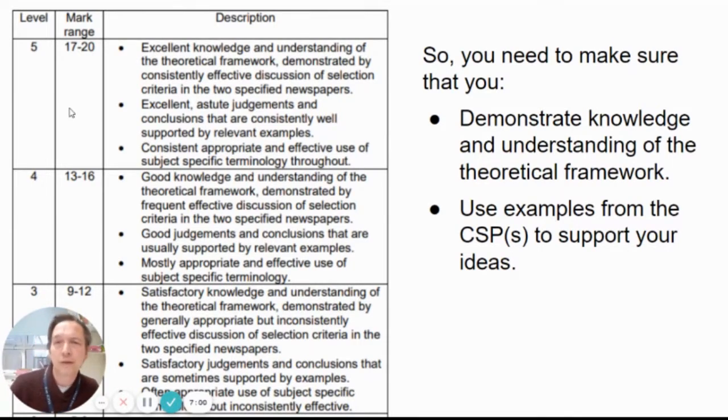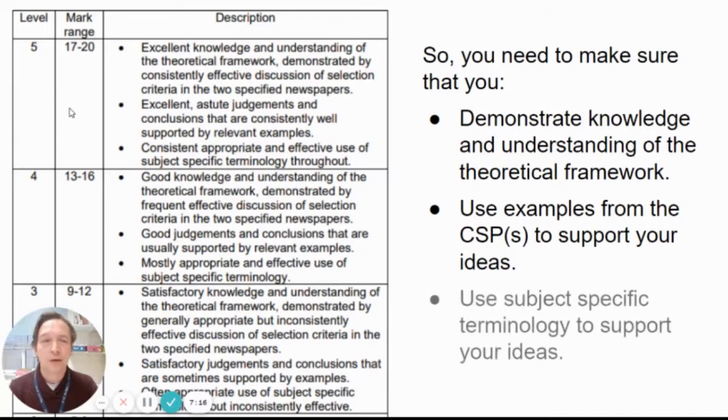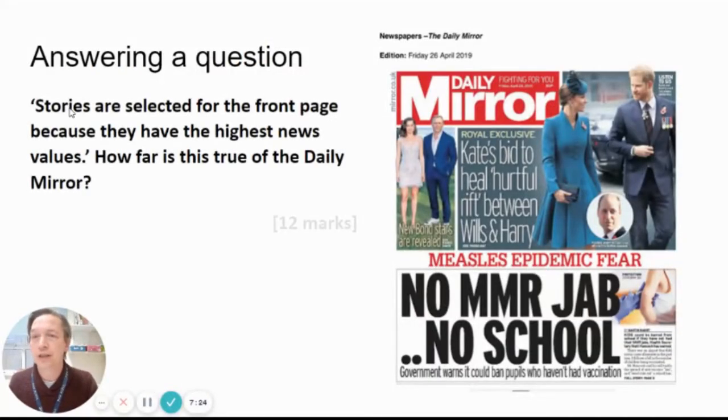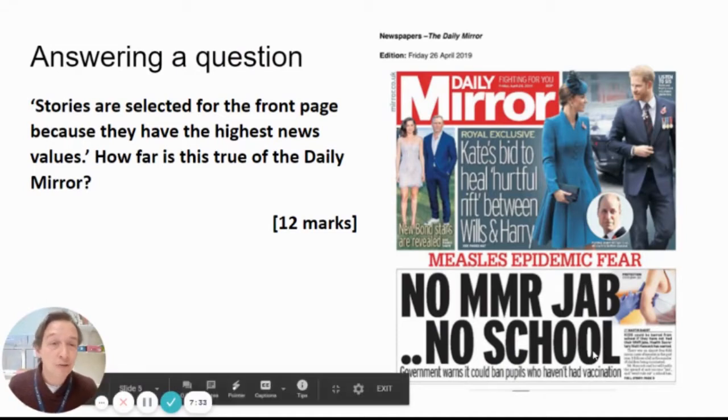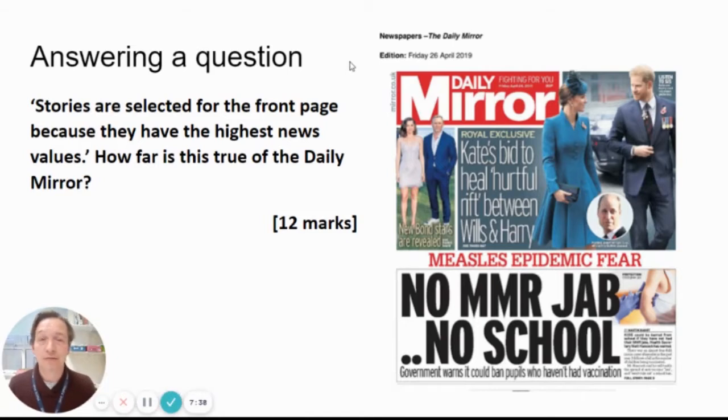And finally, we've got consistent, appropriate and effective use of subject-specific terminology throughout. Now, you should also have a pretty good idea of what those things are from your previous lessons. Okay, so those are the 3 things that you have to do in this assessment. It is a 12-mark question, so that means 4 marks per paragraph. We're going to need to be writing about 3 paragraphs. Now there are 3 stories on here, so you could write a paragraph about each of them. That would be absolutely fine.